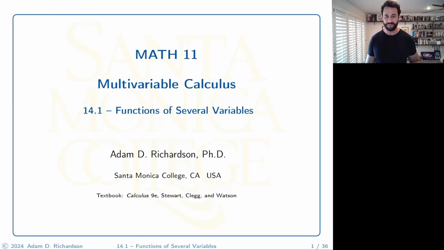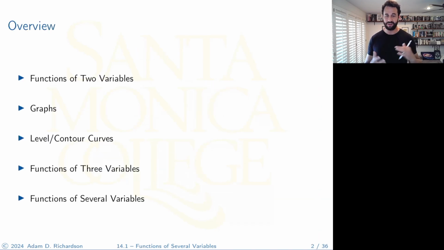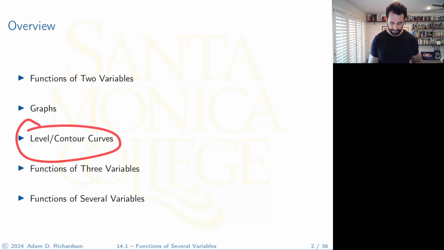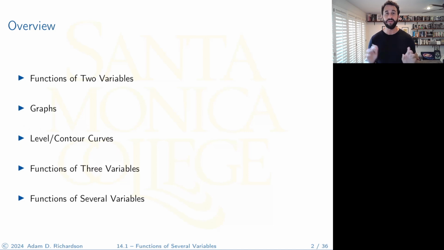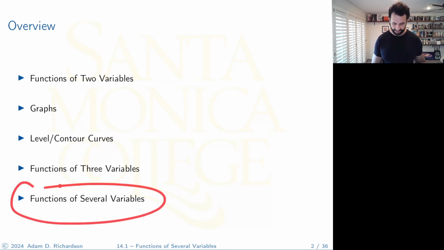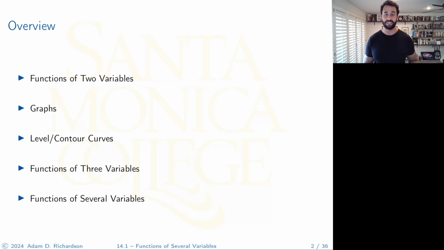But here we go. So 14.1, stepping into functions of several variables. We'll talk about just functions of two variables to get our feet wet. We'll talk about graphs of these two variable functions. Then we're going to talk about level and contour curves, which are really important and really helpful. Then we'll talk about functions of three variables, and we'll finish off with a little discussion about functions of several variables. So it's a packed lesson, but I don't think it'll be too long. Should be about standard average length.